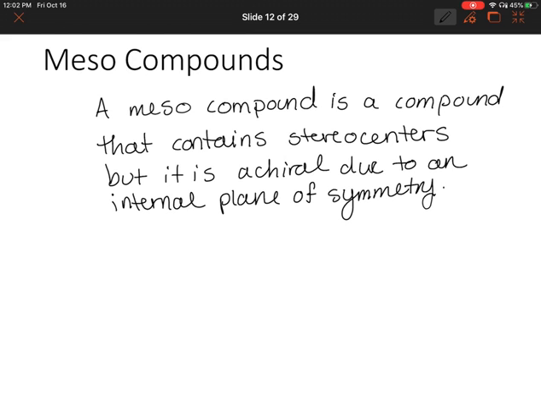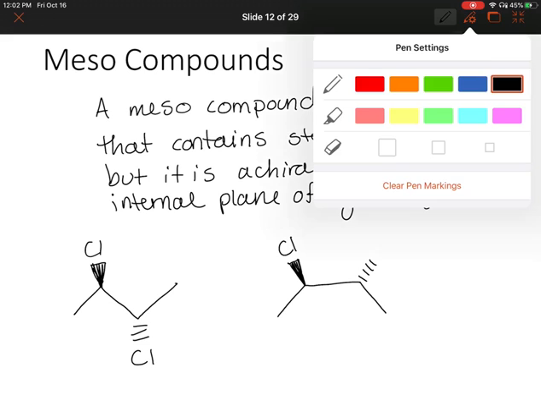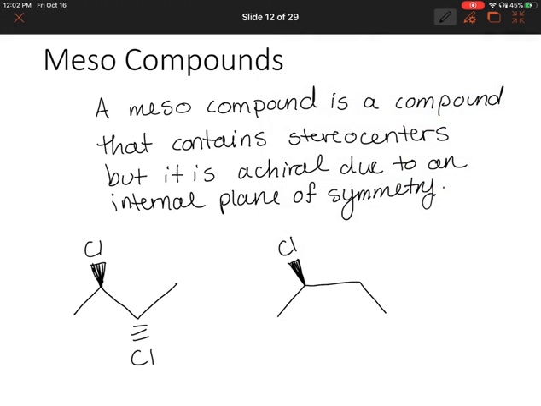Sometimes you need to rotate the molecule in order to see the plane of symmetry. For instance, with the molecule we just looked at, it was really hard to see that there was a plane of symmetry because it didn't really look like it. But if we rotate one of the bonds, and again, if you have all single bonds, the molecule can freely rotate anyway, we see that there is in fact a plane of symmetry, even though it has stereocenters. So this is a meso compound.